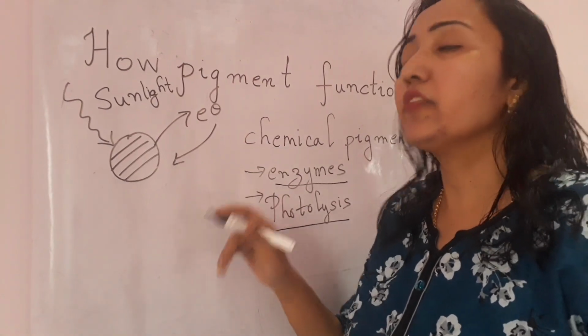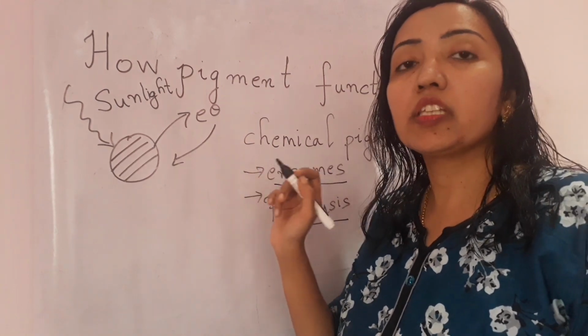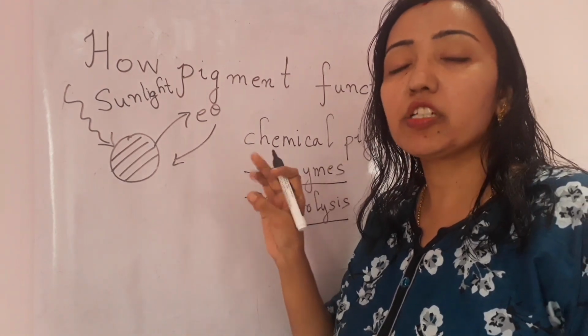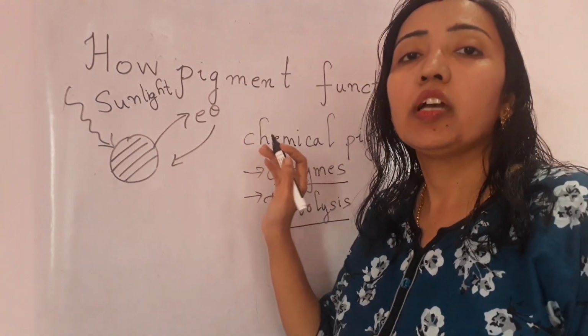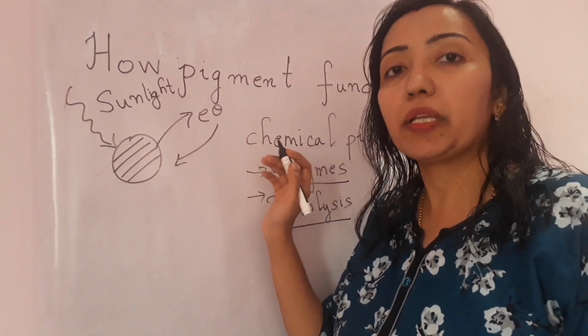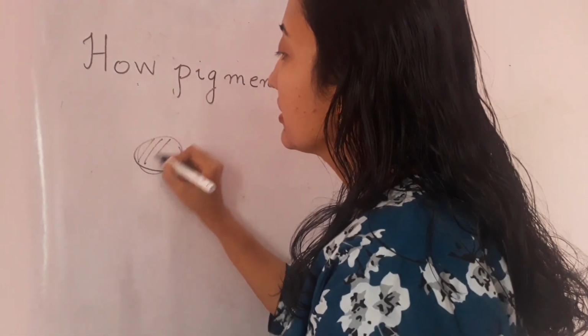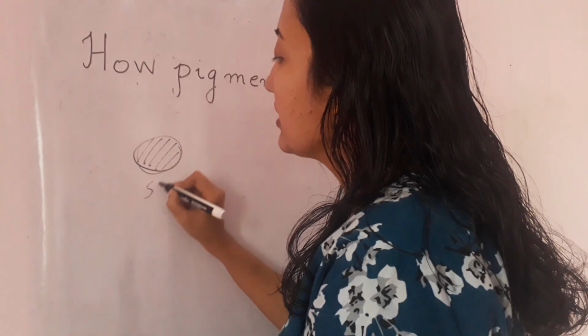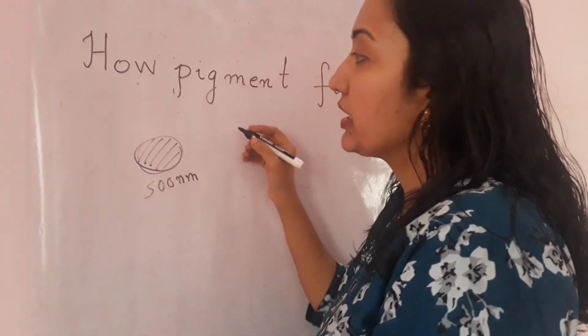So let us study. We don't have to study the first two parts, that is energy used in the form of heat and light. We have to study the third part, that is when the electron is given to another pigment. For example, this is a pigment which can absorb energy at 500 nanometer.